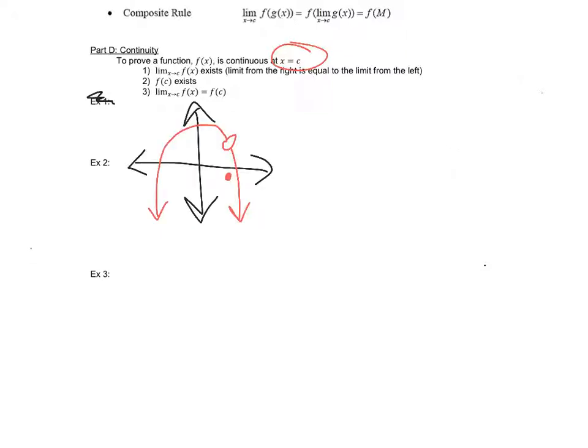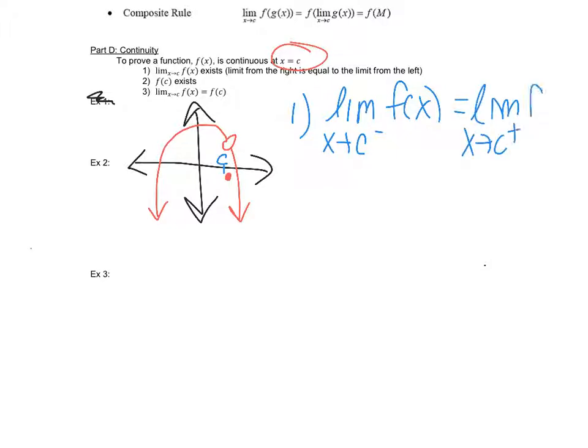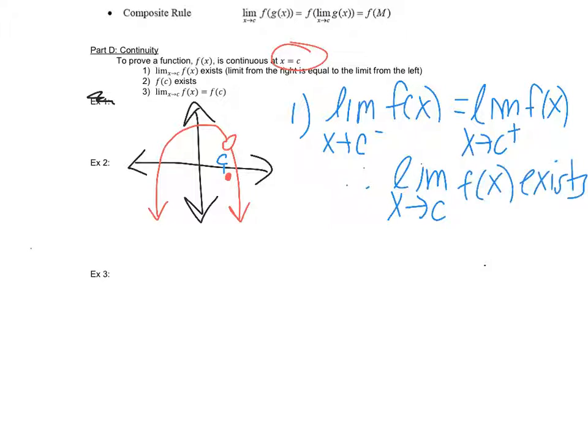All right, so for example 2, again, I'm assuming that this is C. This is the point I want to prove is continuous or not continuous. So number 1, does the limit exist? This is actually very similar to the last one. The limit as x approaches c from the left of f of x is equal to the limit as x approaches c from the right of f of x. Therefore, the limit as x approaches c of f of x exists. So my first condition is satisfied.